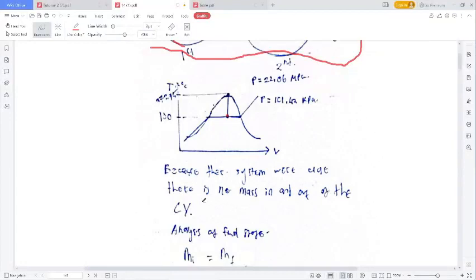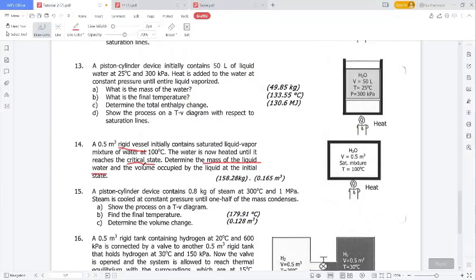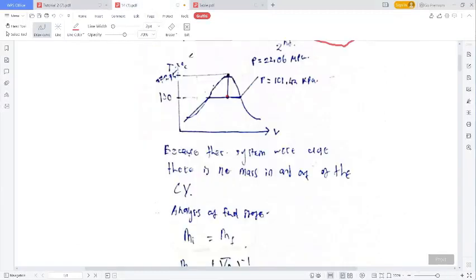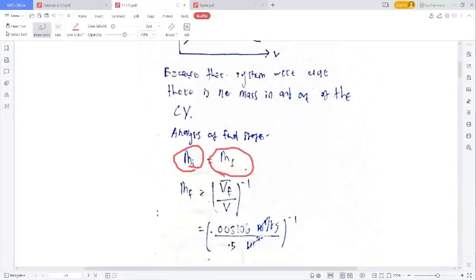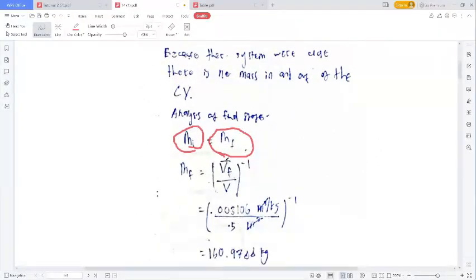Because the system is enclosed, there is no mass in and out of the control volume. We are asked what is the mass of the liquid. This means it doesn't matter if we make an analysis at the initial condition or final condition, we will find the same magnitude of mass. Let's say that we want to make an analysis at the final condition. m final equals the specific volume final over the volume, to the power of -1.